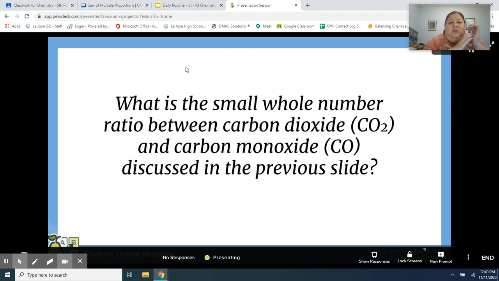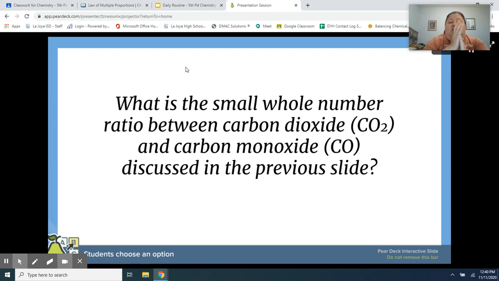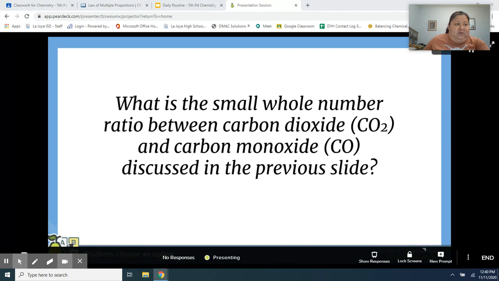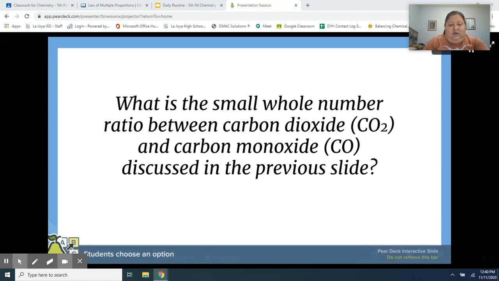All right. What is the whole number ratio between carbon dioxide and carbon monoxide discussed in the previous slide? I believe this is a multiple choice question. A, 1 to 4. B, 1 to 3. C, 1 to 2. D, 1 to 1. What was the ratio that we just discussed in the previous slide between carbon dioxide and carbon monoxide? A, B, C, or D?